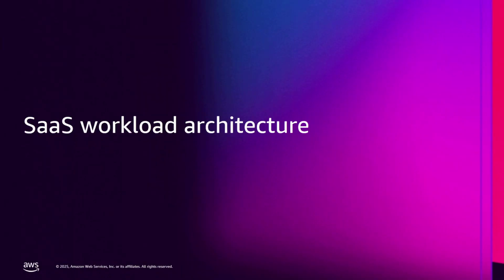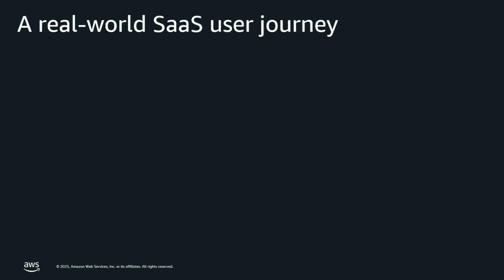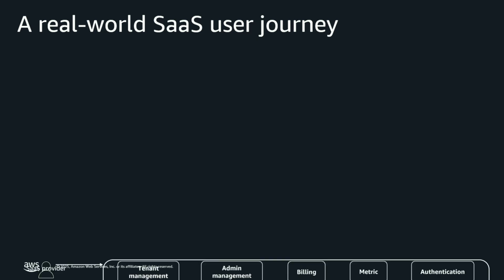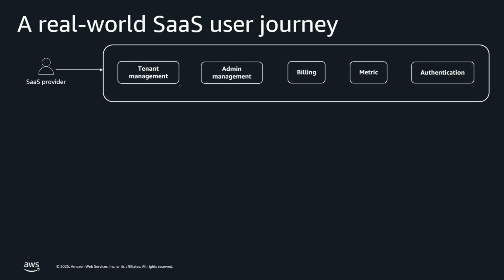Now we want to talk about a real-world scenario of a SaaS workload architecture. Let's take an example of personas who interact with the SaaS architecture. For today's session, we have two critical personas who interact with the overall SaaS architecture. One is the SaaS provider, a software company or an organization trying to design, build, deploy, or manage the SaaS offering for their end customers.